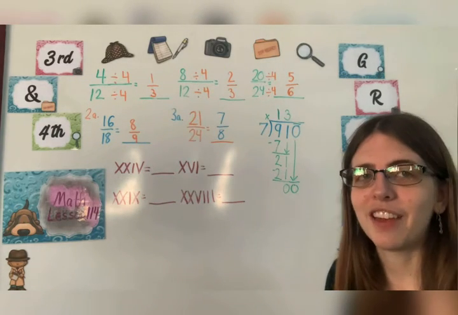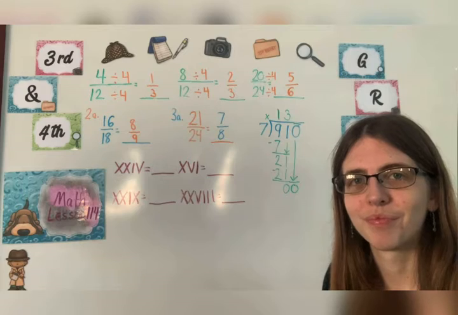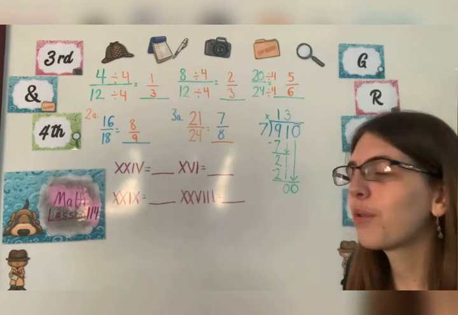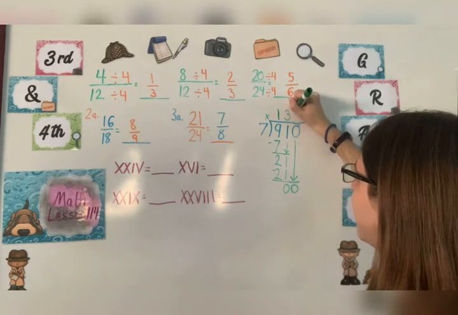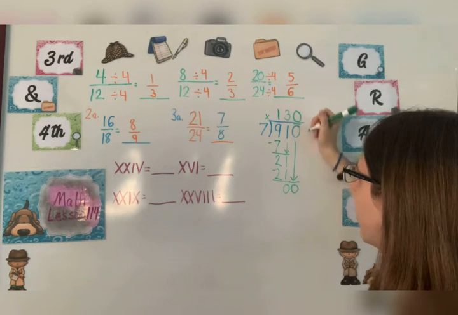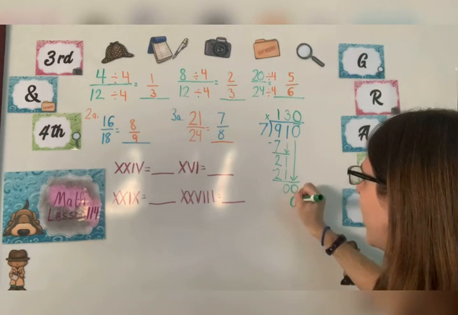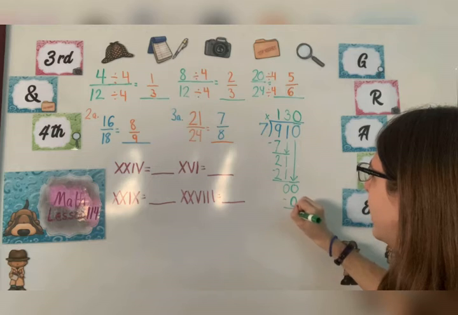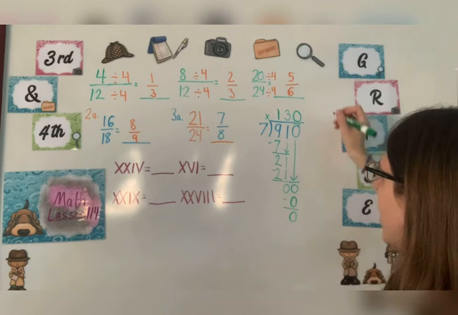How many groups of 7 are in 0? 0 groups of 7. I have to write that 0. It's very important. 0 times 7 is 0. 0 minus 0 is 0. And now I check it.